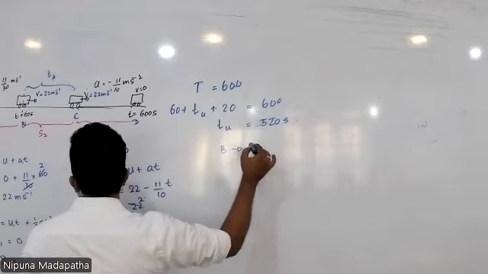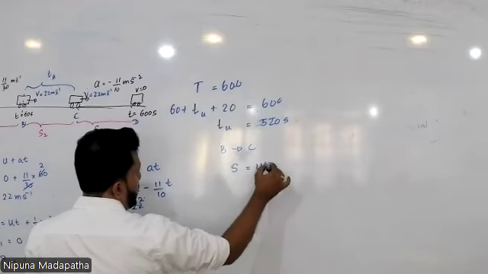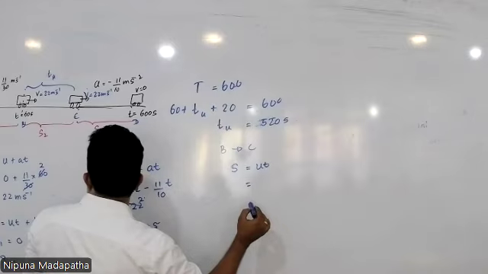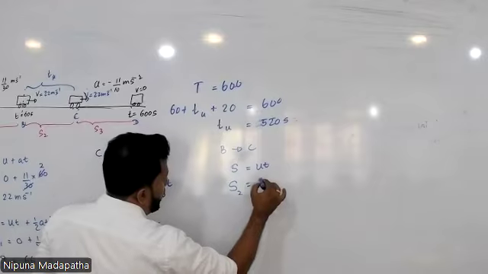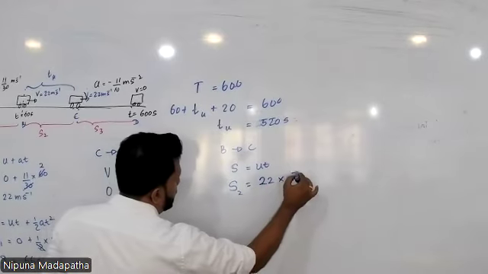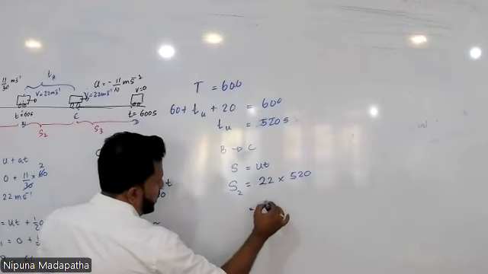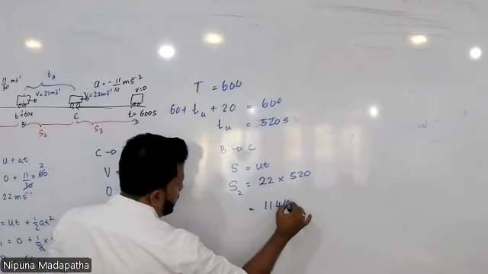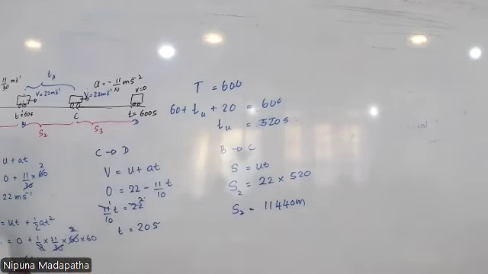Now you can find S2. Use S equals UT. S is S2. The uniform velocity is 22, and 520 is the time. So the answer will be 11,440 meters. Okay, then 11,440.